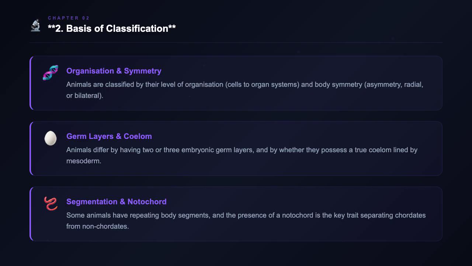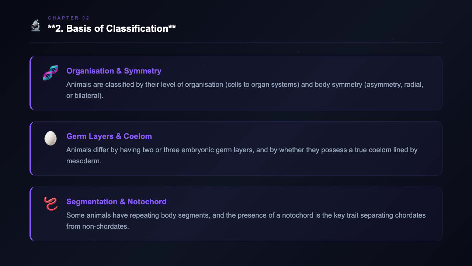Symmetry is another criterion, with types including asymmetry, radial symmetry, and bilateral symmetry. Embryonic germ layers also differ, with some animals having 2 layers and others having 3. The structure of the body cavity is important, with some animals having a cavity lined by mesoderm and others lacking one. Segmentation is a feature of some animals, where the body divides into repeating segments.